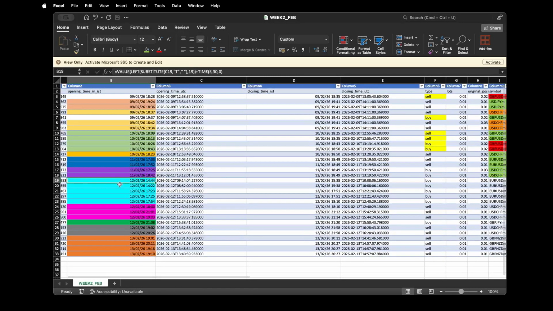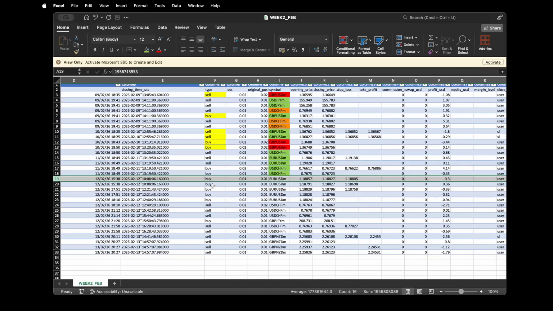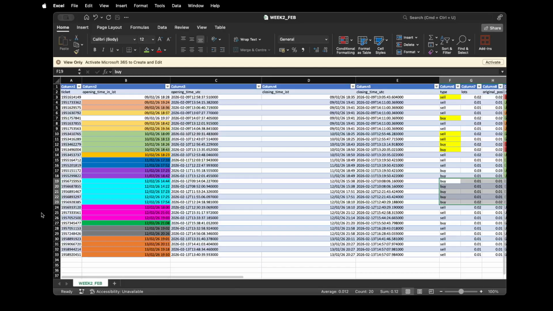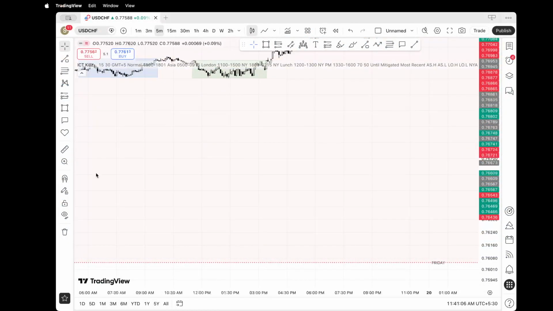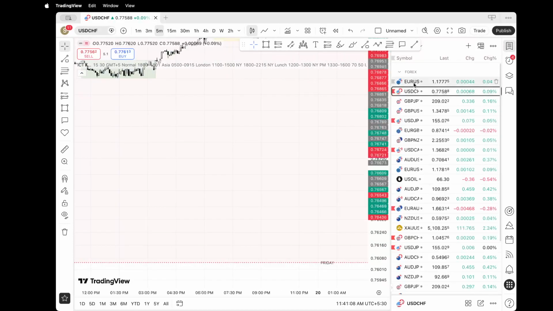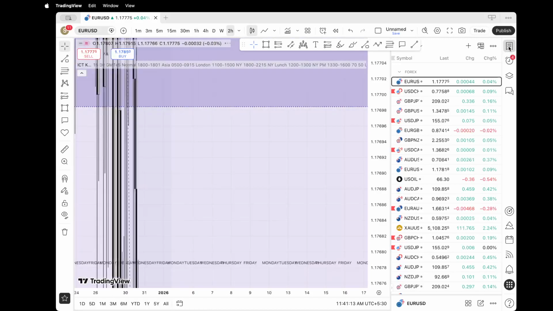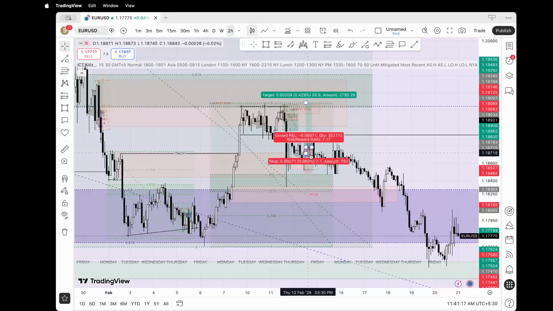The next trade that comes in is Euro USD. So again, Euro USD, all were buy. Euro USD buy, 12th of Feb. Let me switch to TradingView. Euro USD buy, 12th of February. This is the one.